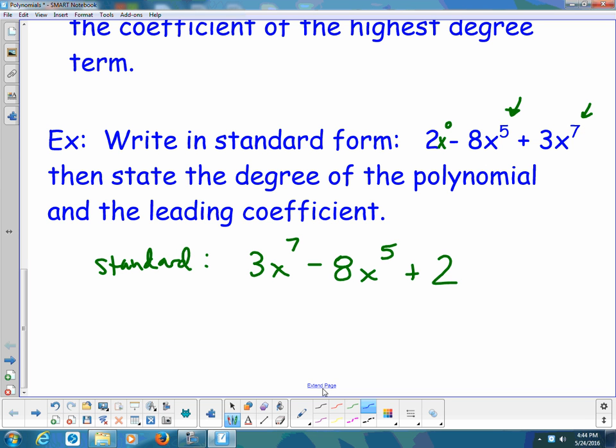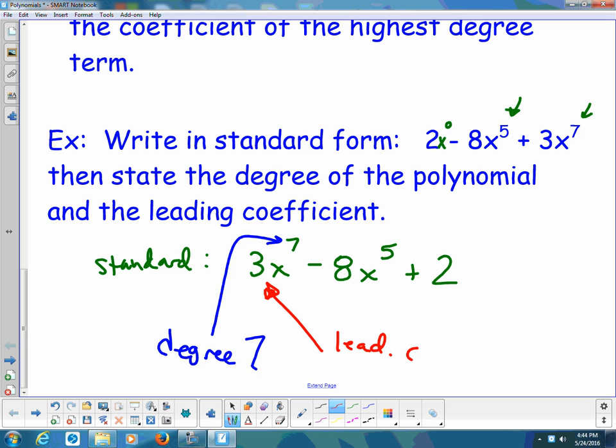In this case, we're asked to identify the degree. Well, the degree is going to be this highest power that we see, so it's going to be degree 7. And the leading coefficient is going to be the number on that same term with the highest power. So our leading coefficient is going to be equal to 3.